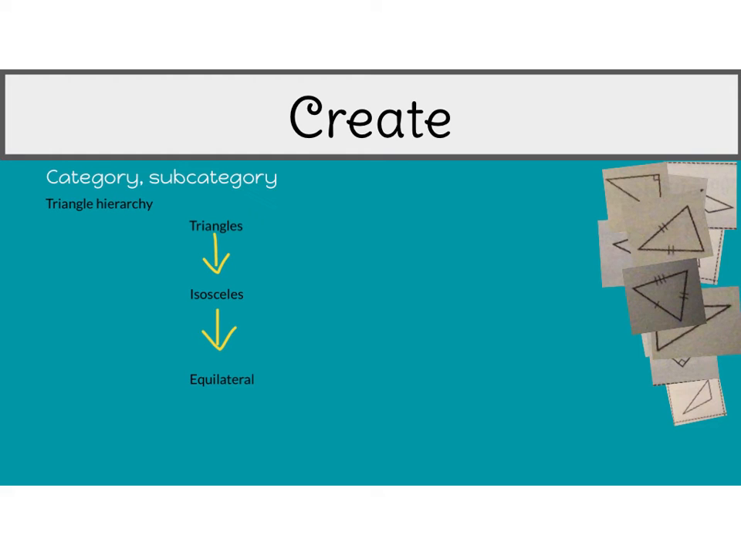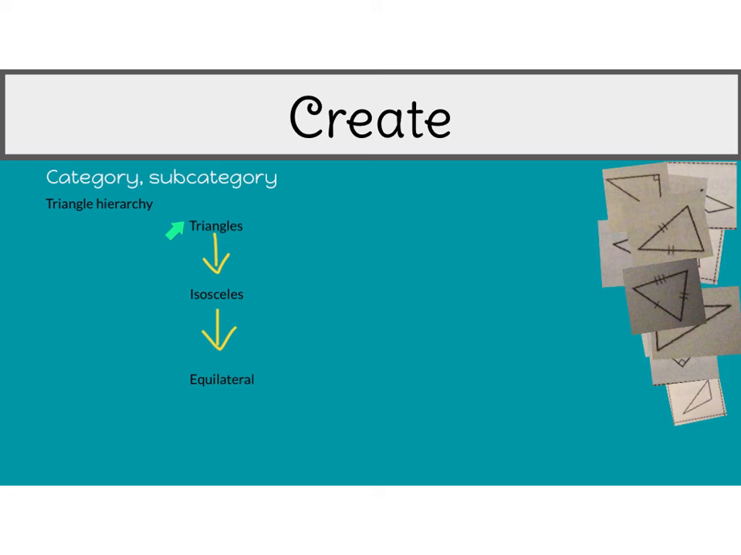So let's go ahead and create a triangle hierarchy. In order to do that, we have to have category and subcategories. So remember when we talked about how our attribute or our property was going to be pretty general to begin with. So that would be the category. And then it gets more specific, and those would be the subcategories. So the name of our hierarchy is going to be triangle hierarchy. And what we're going to do is we're going to sort the triangles that I have over here on the right into these categories and subcategories.